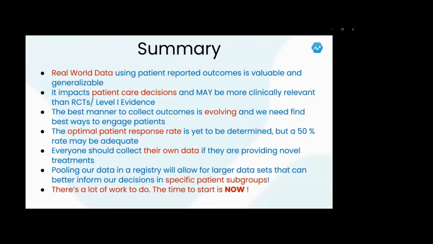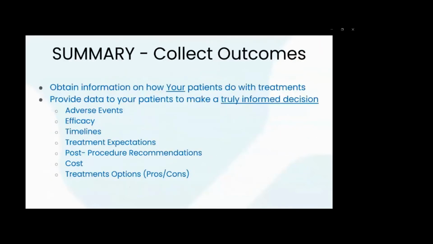If you're in a registry, you can pool that data so you get much larger data sets, and then you can start slicing and dicing the data to find out, are there groups of people that do extremely well and this is the kind of treatment we should use for them? And are there other groups that just do extremely poorly, that this is not the right treatment? We're not sure what it is yet, but we know that treatment X we chose was just not really the best treatment. So there's a lot of work to do. We've started, you should start.